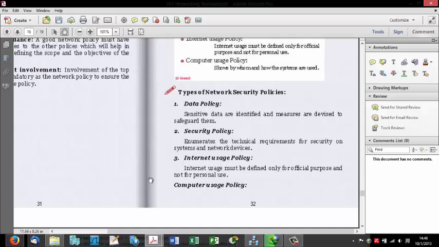Data policy: sensitive data are identified and measures are devised to safeguard them. What are the safeguard things which you can have? Very brief. Give me some policies. Give me some measures which you use to safeguard data. What will be the measures which you use to safeguard data?